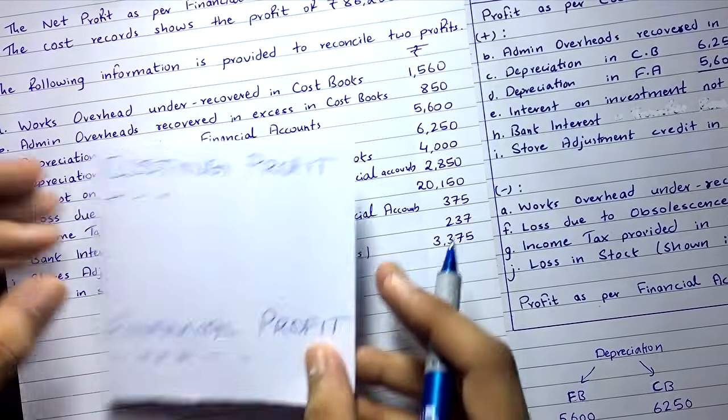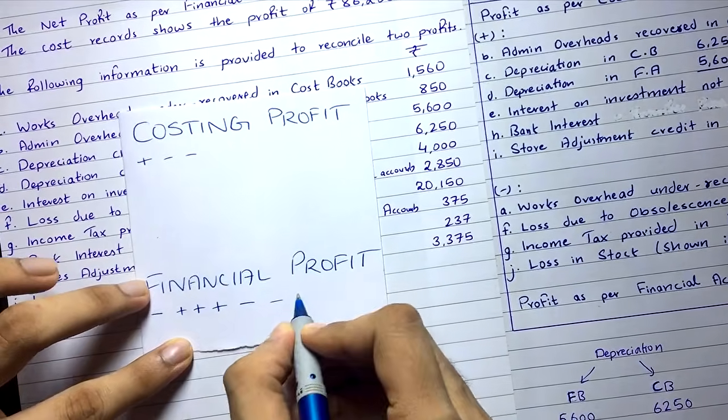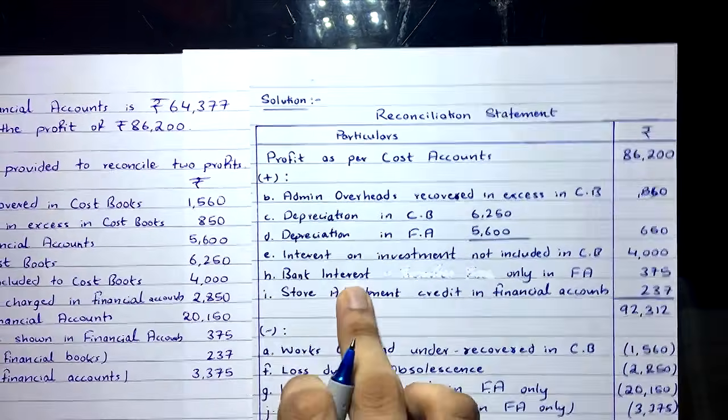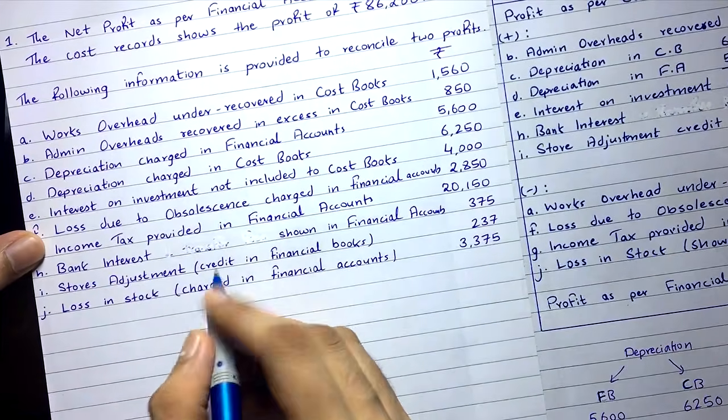So income is recorded in financial books, so our financial profit will be more. Yes, financial profit will be more. Plus, simple, add the bank interest shown only in financial accounts, 375. Simple. Then we have stores adjustment, credit in financial books.